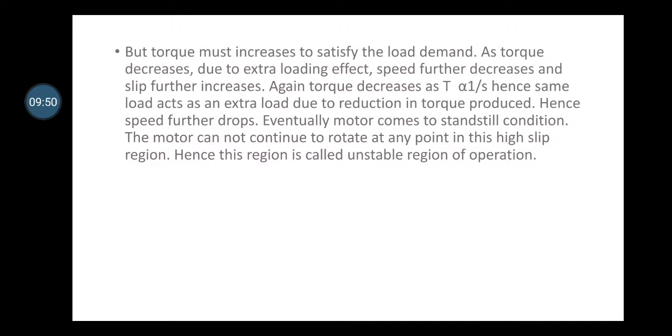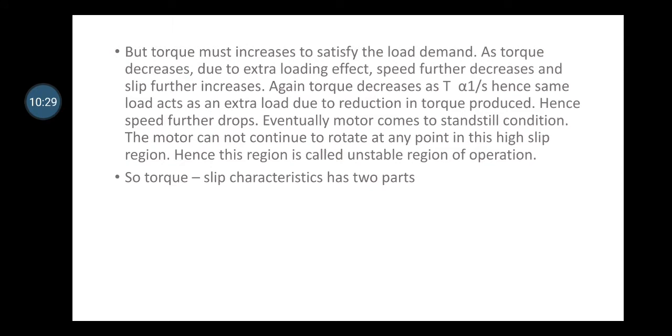As the torque decreases due to the extra loading effect, speed further decreases and slip further increases. Again torque decreases, as the torque is inversely proportional to slip. Hence, the same load acts as an extra load due to the reduction in torque produced. Hence, speed further drops. Eventually, the motor comes to a standstill. The motor cannot continue to rotate at any point in this high slip region. Hence, this region is known as the unstable region of operation.